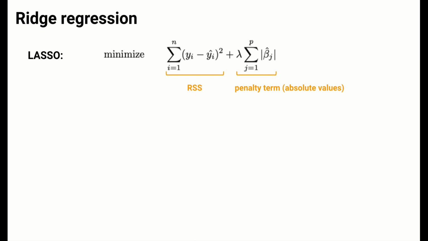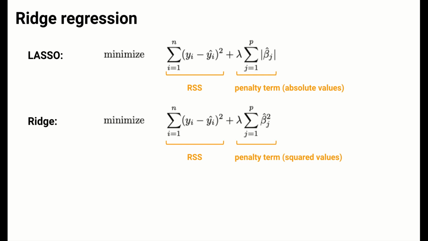We'll end the video with just a quick note on ridge regression, which was mentioned earlier as another shrinkage method. With LASSO, we modify the least squares criterion from linear regression by adding a penalty term that contains absolute values of the estimated coefficients. With ridge regression, we also use a penalized version of the sum of squared residuals, but this time we use the squared values of the coefficient estimates in the penalty term.